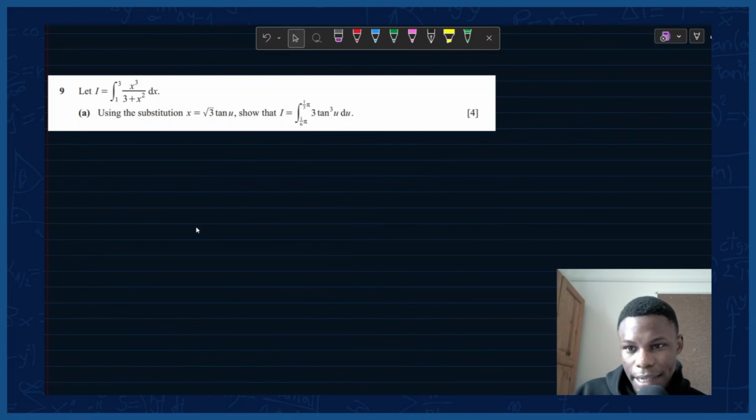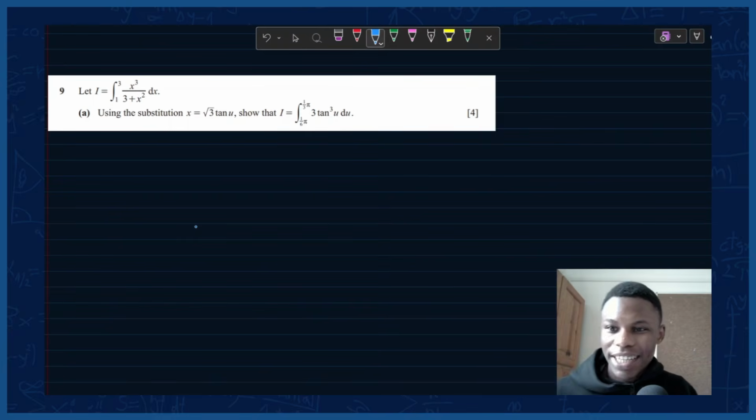Question number 9. Let I equal the integral from 1 to 3 of x cubed over 3 plus x squared with respect to x. Part A. Using the substitution x is equal to root 3 tan u, show that I is equal to the integral from 1 over 6 pi to 1 over 3 pi of 3 tan cubed u du.